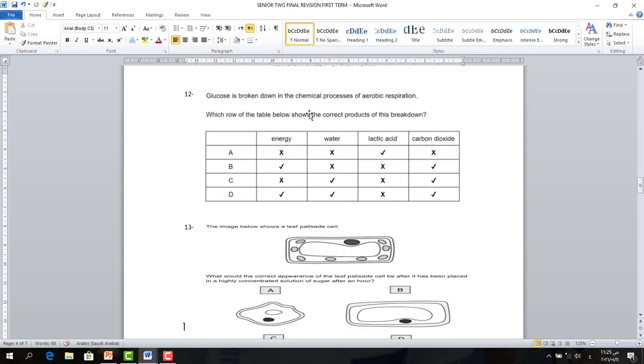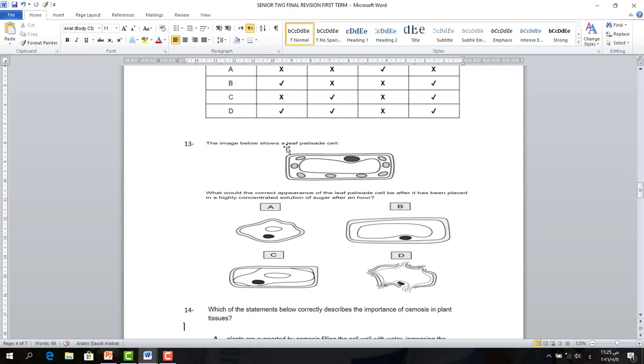Glucose is broken down in the chemical process of aerobic respiration. Which row of the table will show the correct product of this breaking down? By breaking down, energy is released, yes. Water released, yes. Lactic acid, no. Carbon dioxide, yes. So we have here 3 results. D.